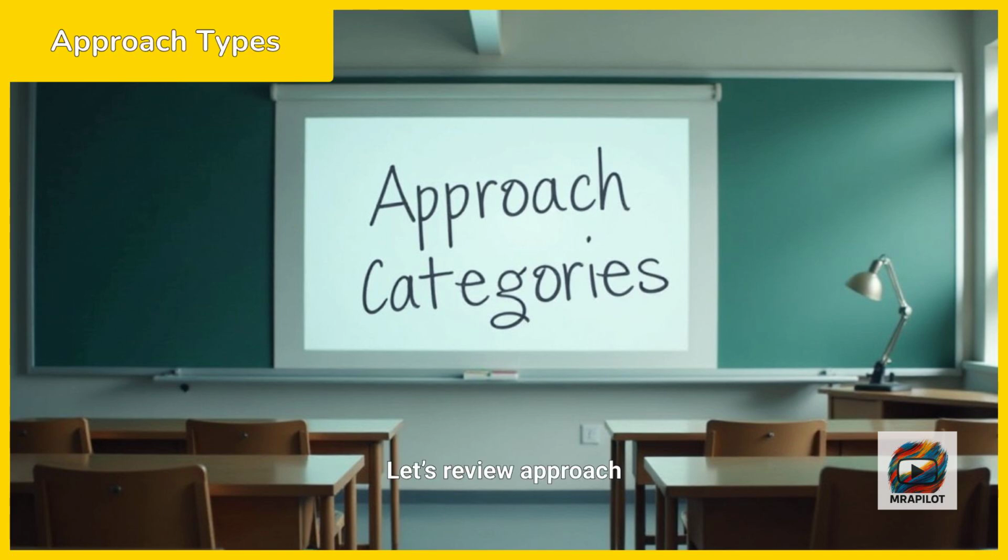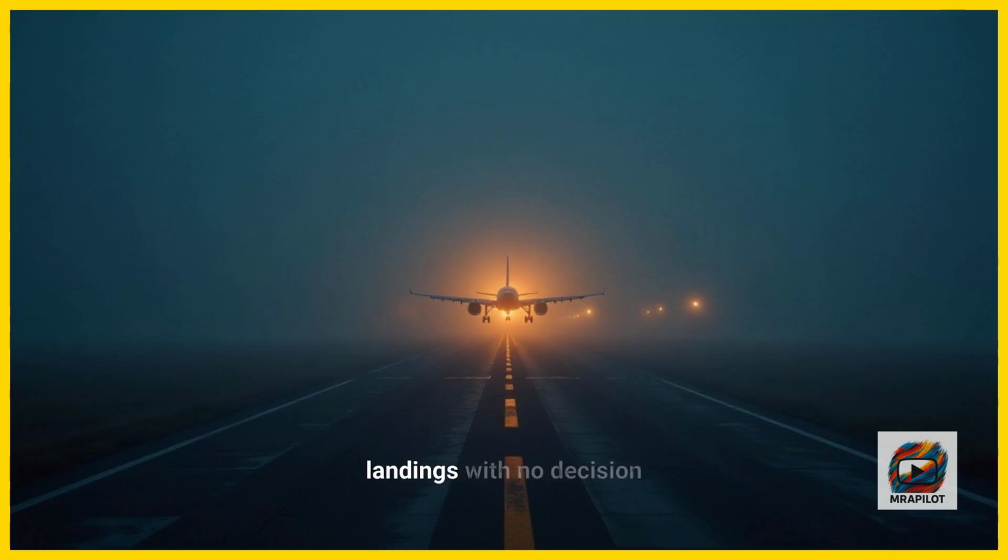Let's review approach categories. Category I requires 200-foot decision height and 550 m RVR. Category 2 goes down to 100 feet and 300 m RVR. Category 3 allows landings with no decision height and as little as 75 m RVR. Flying in rain with RVR near minimums requires precision flying, autopilot use, and full briefing of missed approach procedures. Even then, if the runway isn't in sight at minima, go around.